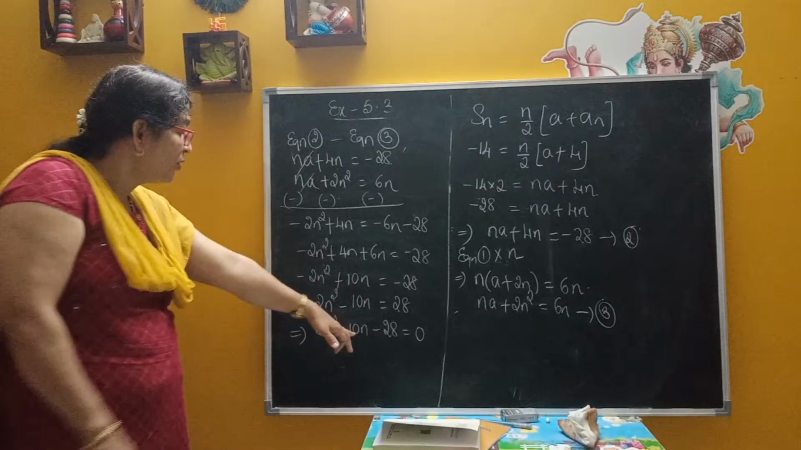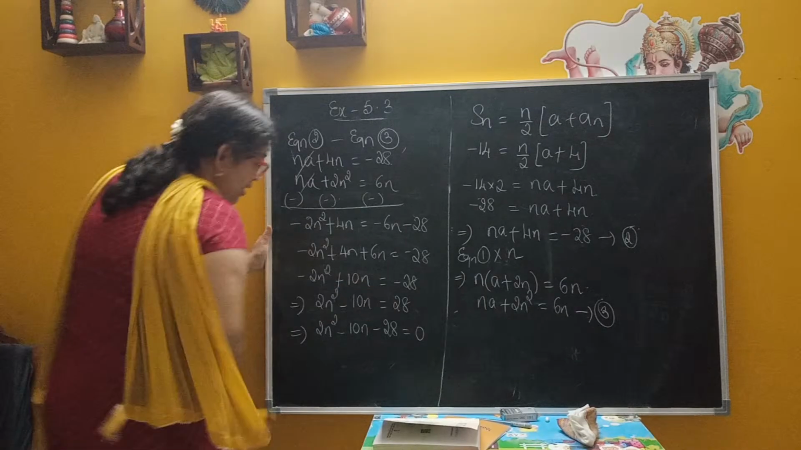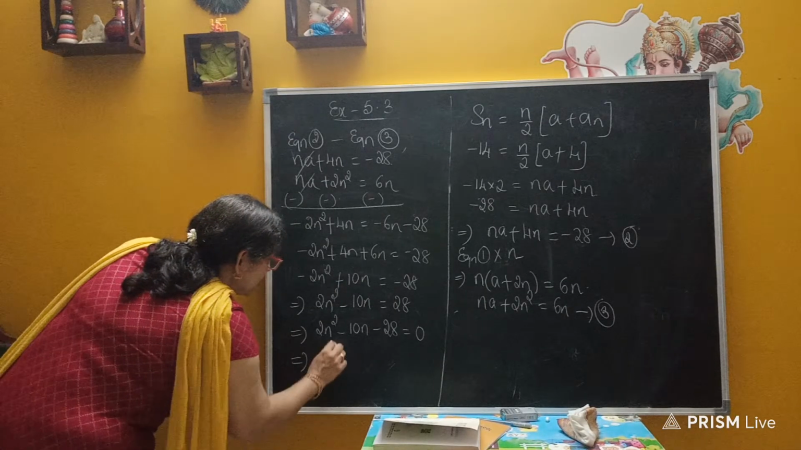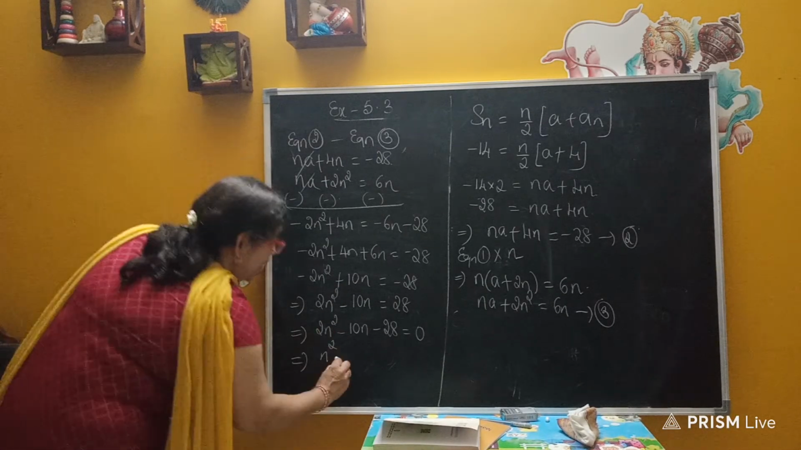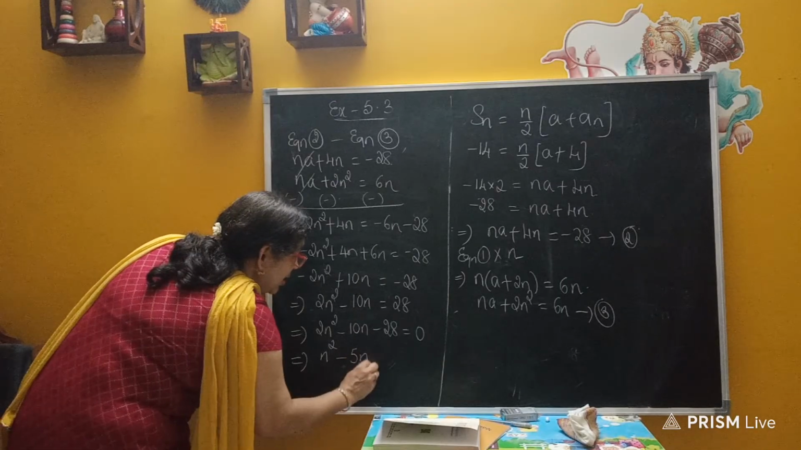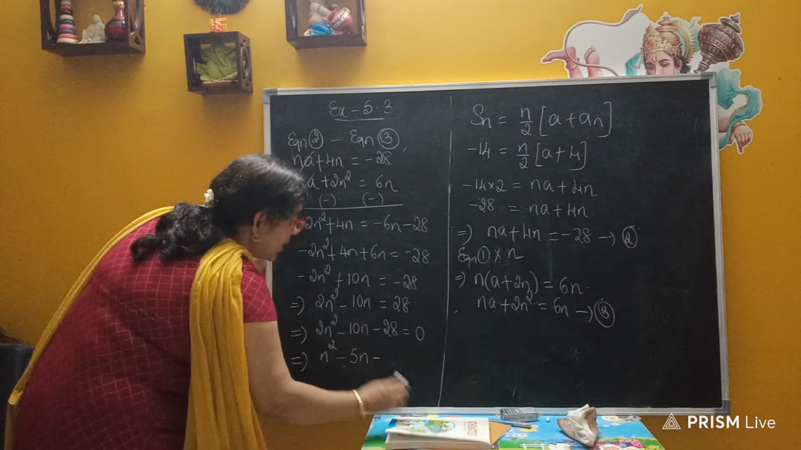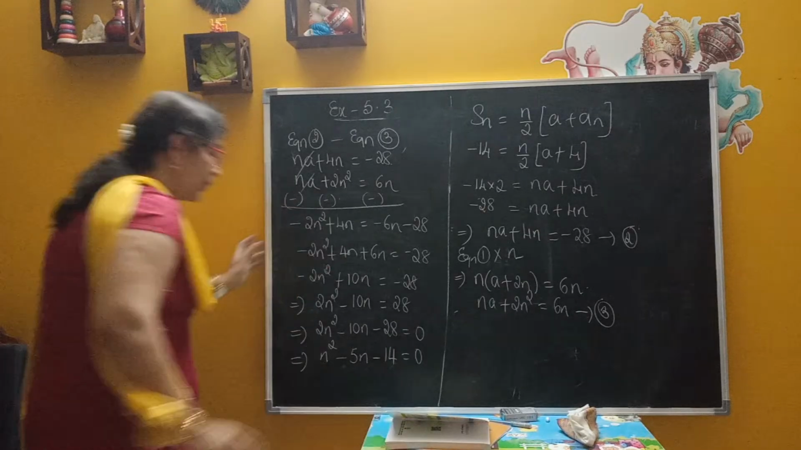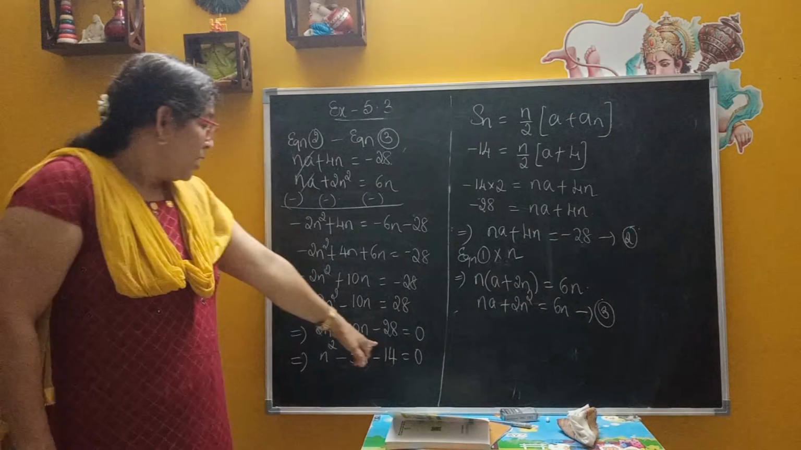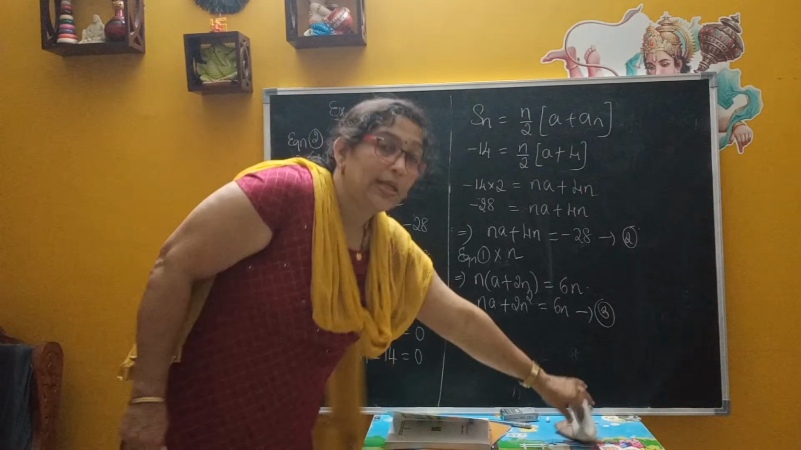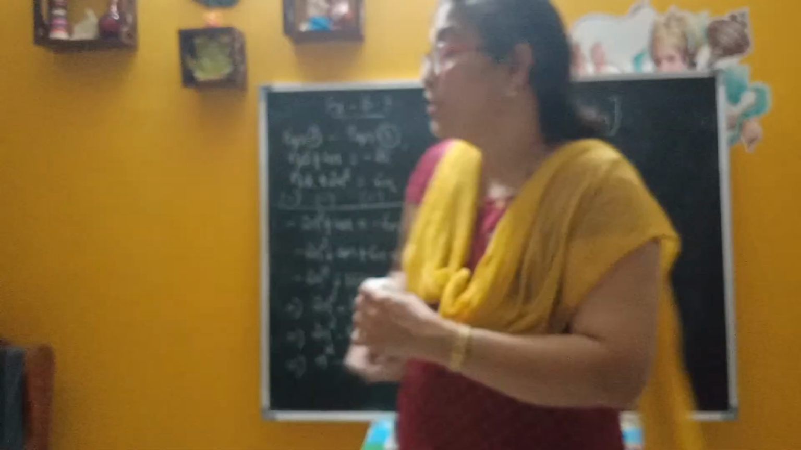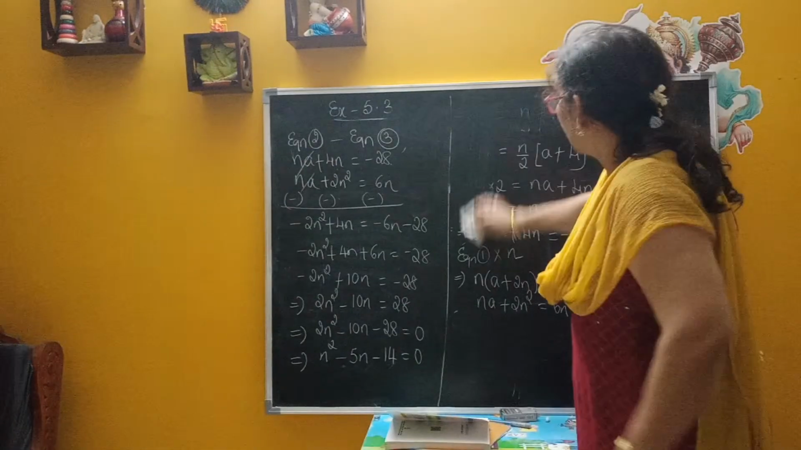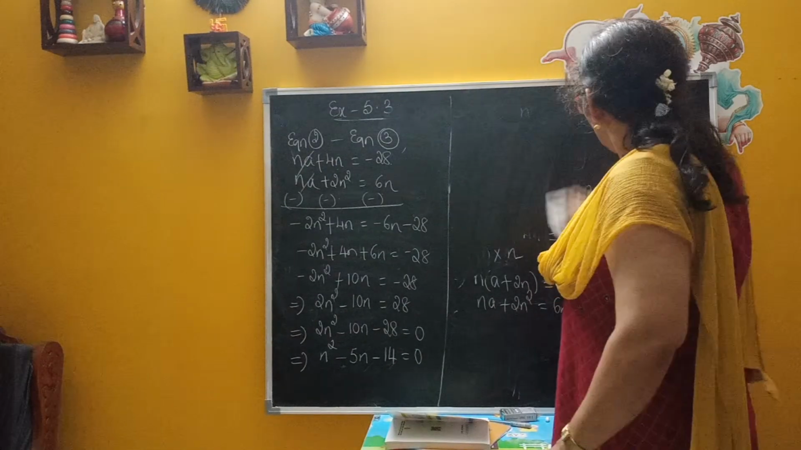Before that, let us simplify by dividing throughout the equation by 2. I write this: 2n square by 2 is n square, minus 2 5s are 10, that is minus 5n. And here minus 2 14s are 28. How do we solve this now? How to solve quadratic equations? Let us recall once now, using the prime factorization method.